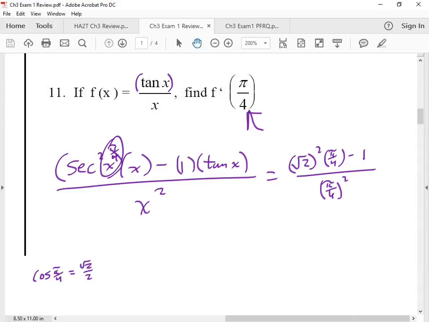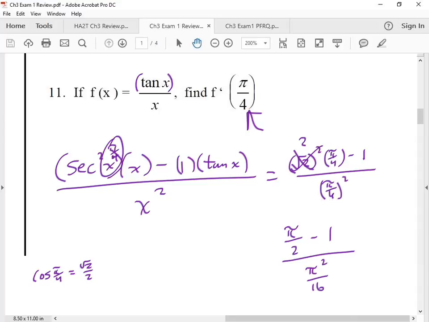Things are looking prettier already. This is just going to be a 2. 2 times this is going to be a pi over 2, because you get 2 pi over 4. That simplifies to just pi over 2. So I get pi over 2 minus 1 divided by pi squared over 4. No, not 4, 16. Right? Because we have to go pi times pi, 4 times 4.